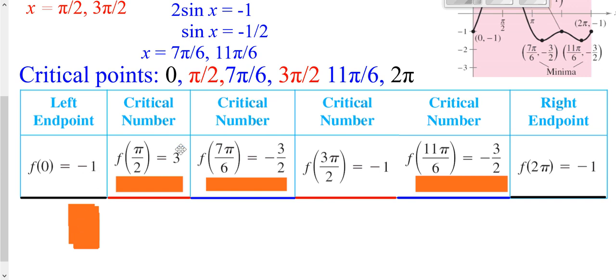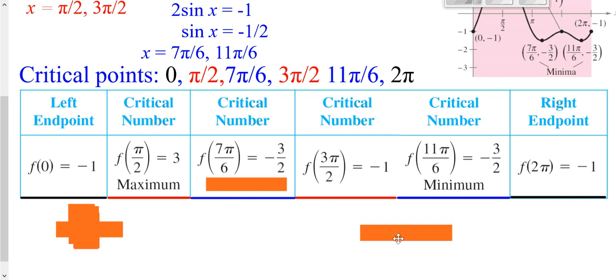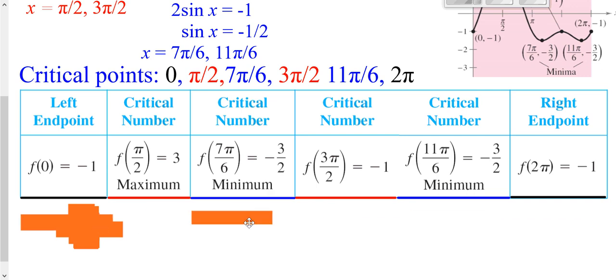So look at your outputs. Whichever one is the biggest, which is 3, you would know is your max. Now look at your outputs. Whichever one or ones is the smallest is your minimum. Here we have 2 minimums because we have 2 spots where we're at that minimum value.